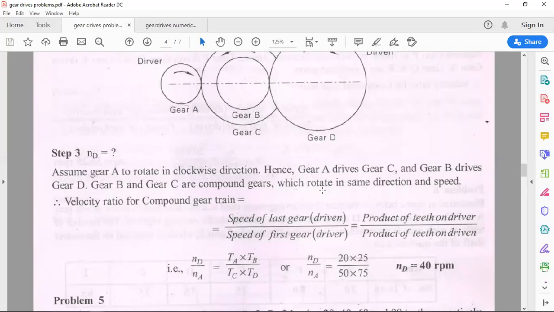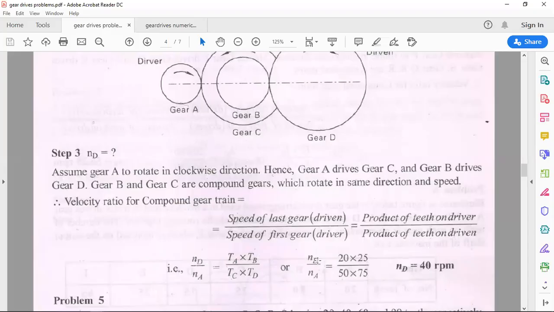Next, the product of teeth on the driven. What are the driven gears? Gear C is driven by gear A and gear D is driven by gear B. So the product of teeth of the driven gears is TC into TD. So TA into TB divided by TC into TD gives the ratio. Once you form this equation, substitute all the given values.